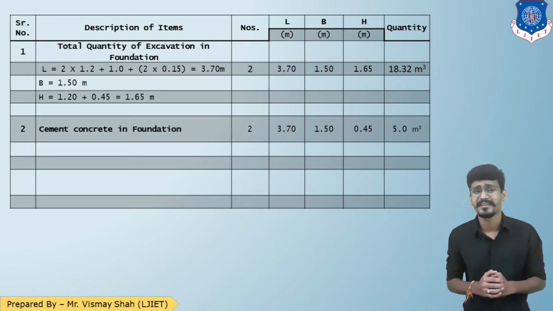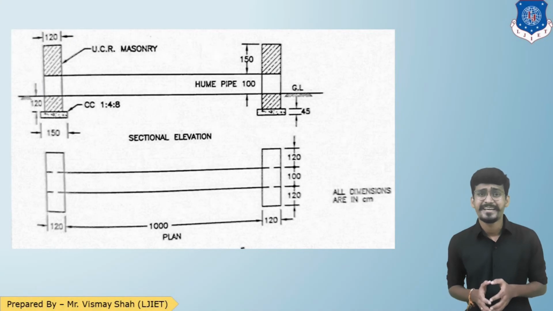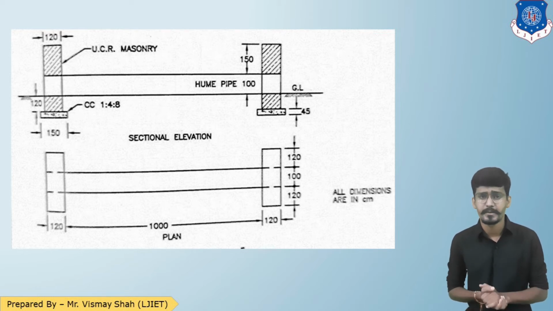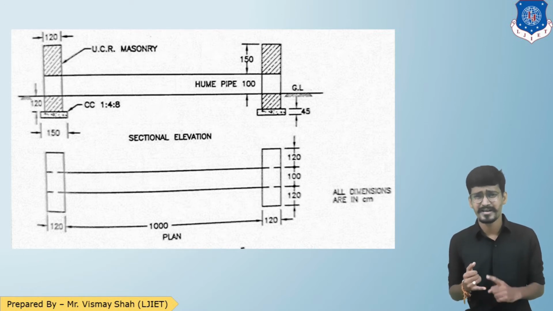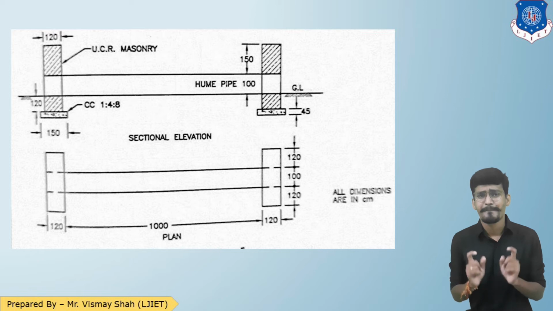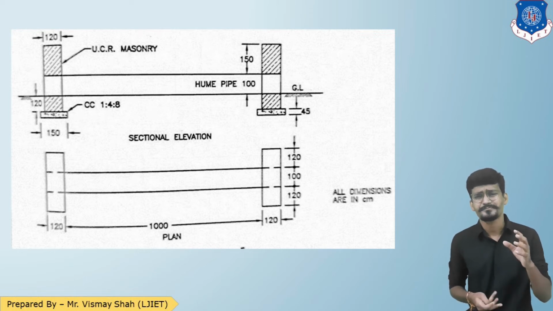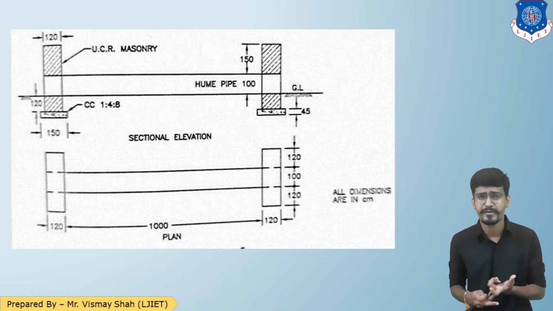Now let us take the third and the last quantity, which is UCR masonry in 1:6. So UCR stands for uncoursed rubble masonry, and that is measured in square meter. So all we need is the numbers L and B. So again the length will be 120 both sides plus 1000. So that will be 1.2 into 2 plus 1, so that will be 3.4, and the width of that will be 120.